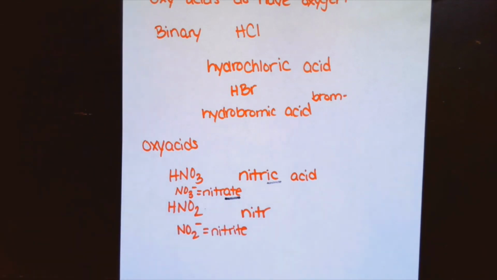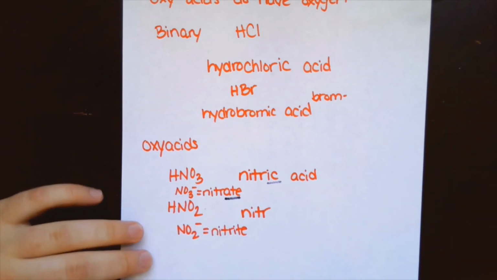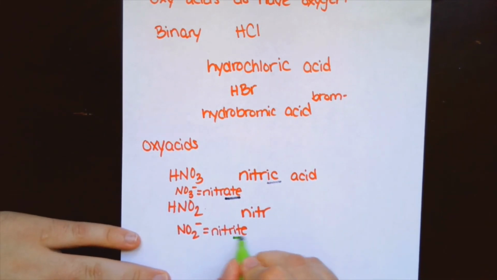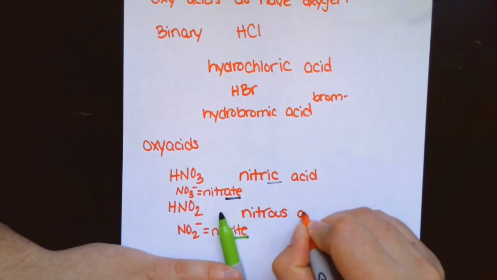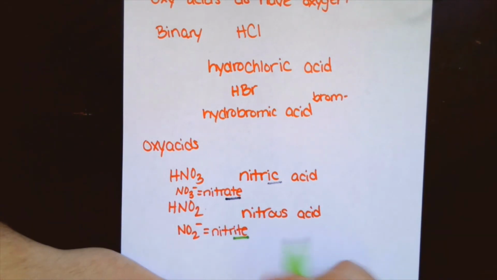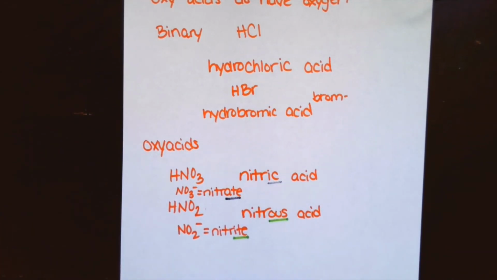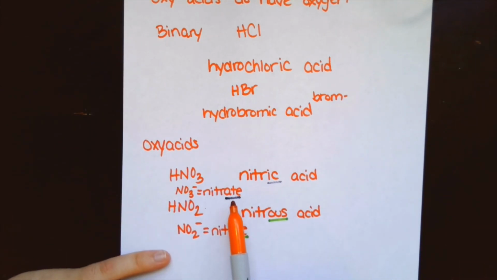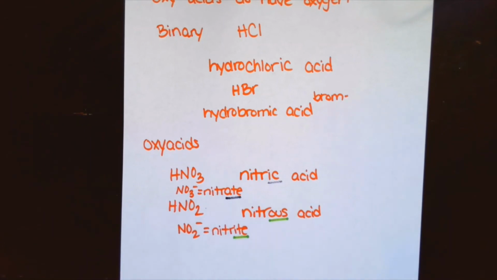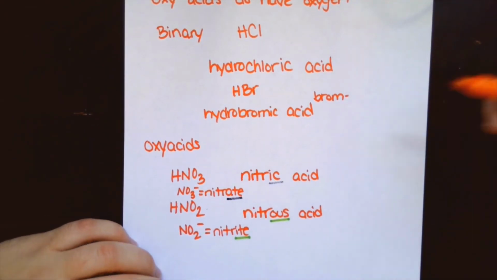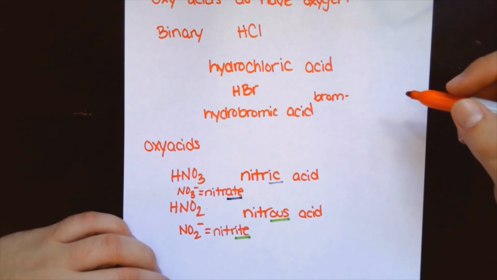If, however, we have a polyatomic that has an ITE ending in its polyatomic form, then in its acidic form you give it an OUS ending, so nitrous acid. So again, no hydro prefix for oxyacids, and if the polyatomic form has an ATE suffix, it becomes IC. If the polyatomic has an ITE suffix, it becomes OUS. And you won't have to worry about any acids with different suffixes for their polyatomics. And that's it.